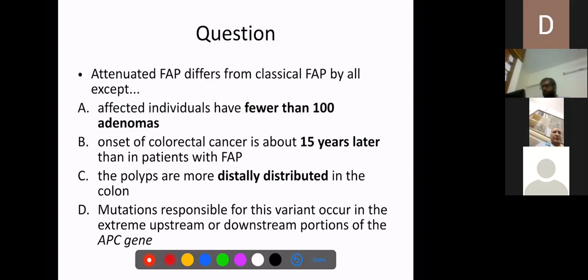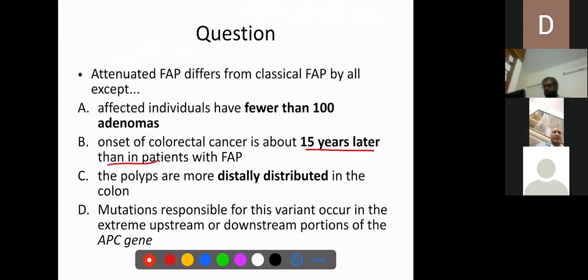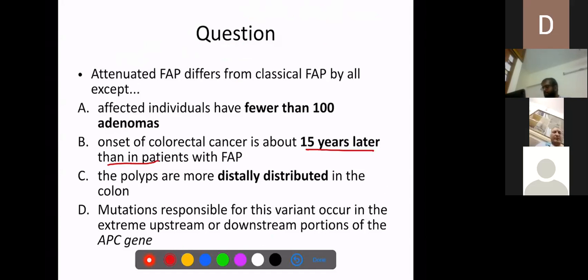Dr. Roshni, I told that in attenuated FAP, it occurs 15 years later. That was the point given, from the previous slide. I told you that in attenuated FAP, you have proximally distributed polyps in the colon. This option says distally distributed, so all other options are correct. The answer is: polyps are more proximally distributed, not distally distributed. I told you, except.